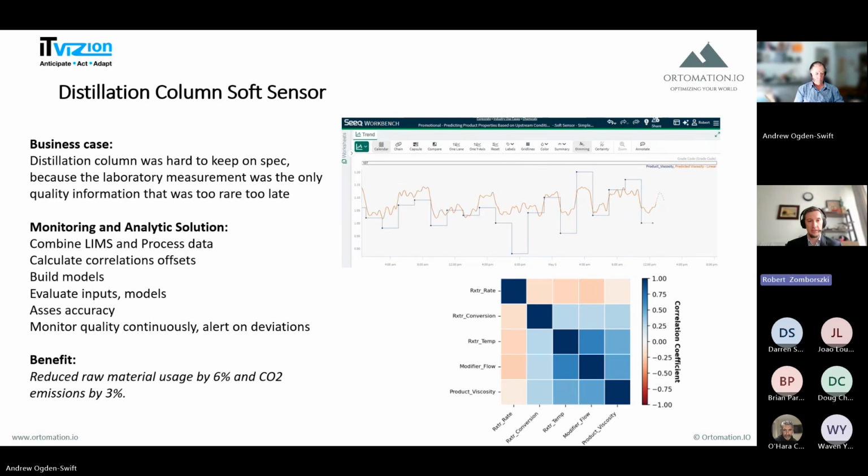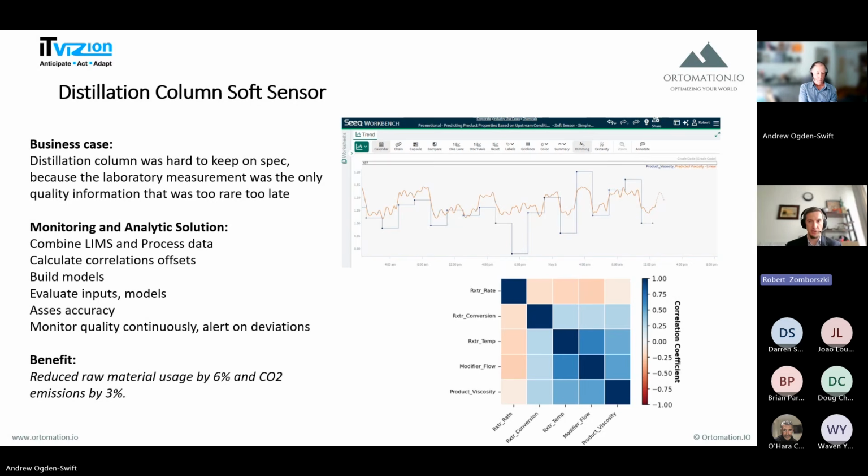Okay. We are talking today a lot about the distillation columns. What can we do in terms of monitoring there? Usually we monitor the key products, key parameters through laboratory measurements, but this is usually too rare or too late to have a good effect on control. So we suggest to develop soft sensors in this case. How can we do that?